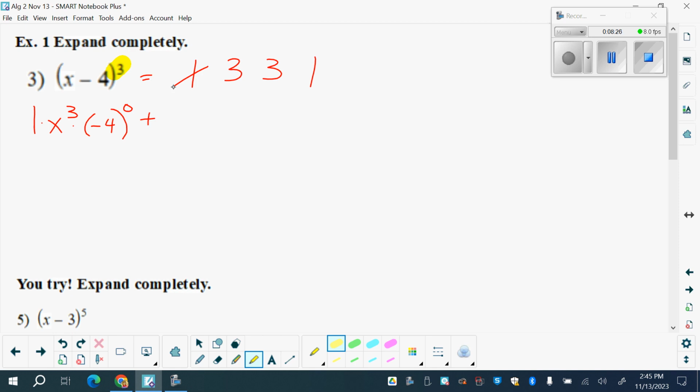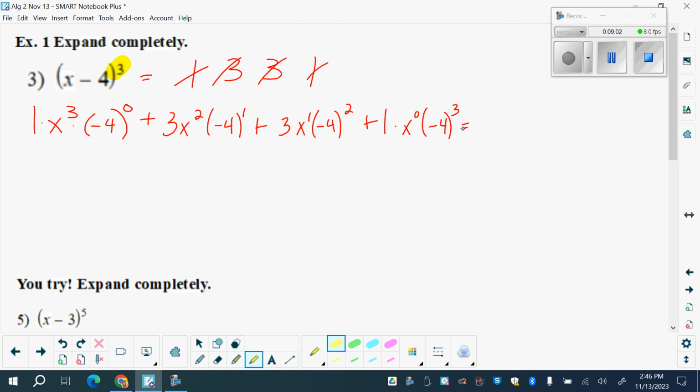So, David, what coefficient do I use on the next one? I just used the 1, so I'm going to use 3. And then what's the exponent on the x? 2. And what about the negative 4? Yes, good. And then the next one is 3 times x to what exponent, Kylie? Good. And then the negative 4? Good. And then the last one, 1 times x to the 0 and negative 4 to the 3rd.